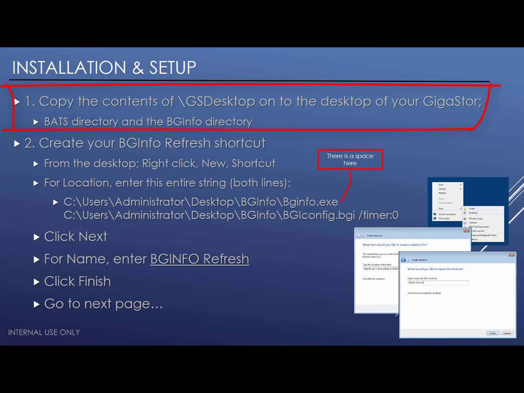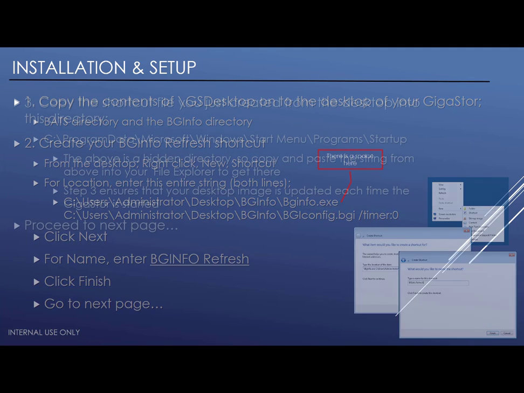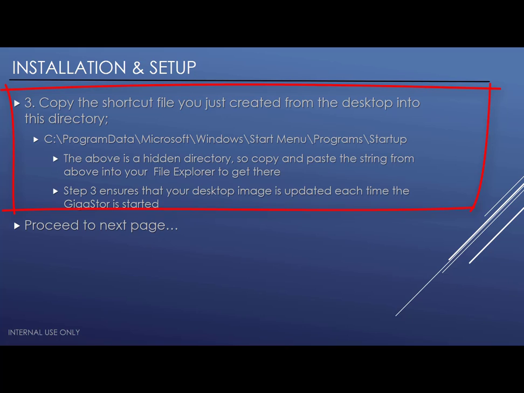Now let's take a look at the steps. First, copy the contents from this directory onto the desktop of your GigaStor portable. There's a BATS directory and a BGInfo directory. Follow these instructions to create the BGInfo refresh shortcut, also on the desktop. Now, copy that shortcut file to this directory, and this is a hidden directory, so we have to copy and paste it from either this presentation or the Word doc that's in that directory.